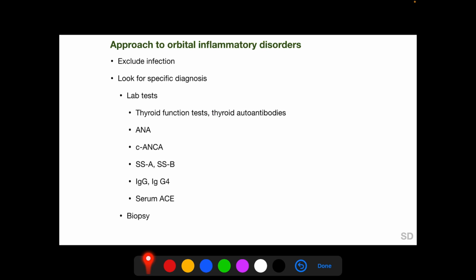Apart from thyroid ophthalmopathy, a biopsy is required in most cases of orbital inflammation to make a specific diagnosis. And when we have ruled out an infection as well as a specific orbital inflammation, by lab tests and biopsy, we make a diagnosis of non-specific orbital inflammation, previously known as orbital pseudotumor, which is a diagnosis of exclusion.